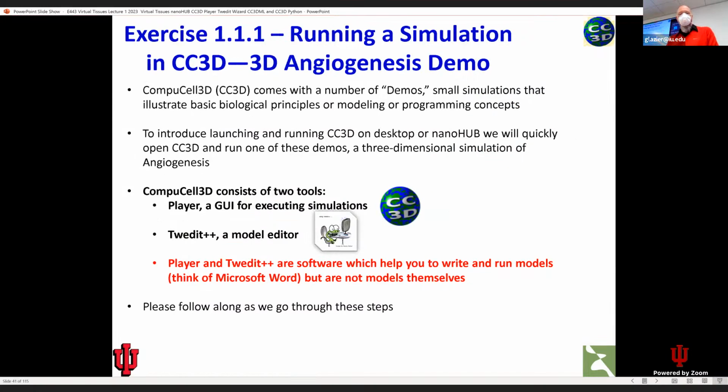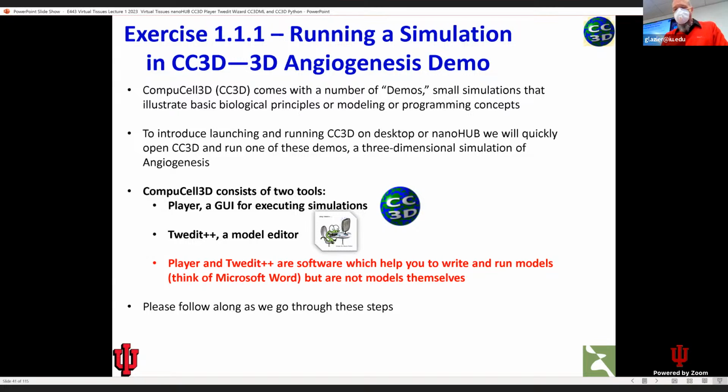Okay, so we're going to now run some demos. One thing we need are more demos for CompuCell. There are a variety of demos, which are small simulations introducing programming concepts in biology. Some of these are deployed as freestanding nanoHUB apps, but let's run a little angiogenesis simulation. As I mentioned, CompuCell consists of two tools, Player, which runs the simulations, and Twedit, which is the model editor.